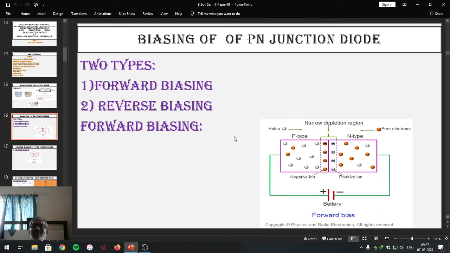Look here, almost all aspects are made clear. These orange dots represent the free electrons. White dots represent the holes. These are the minority charge carriers, whereas these are the majority. Holes are the majority charge carriers in P type semiconductor. In N type semiconductor, electrons are the majority charge carriers, but holes are the minority charge carriers. Exactly here there is a junction. So this is the depletion layer.